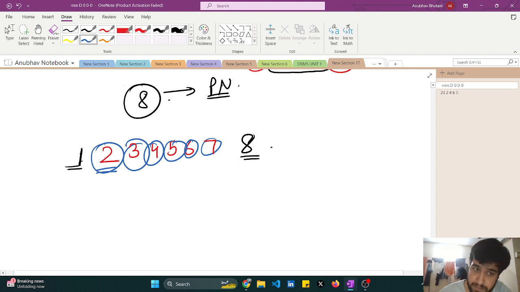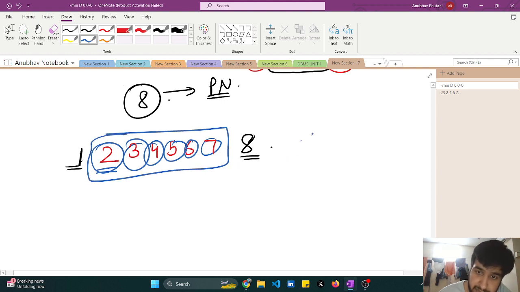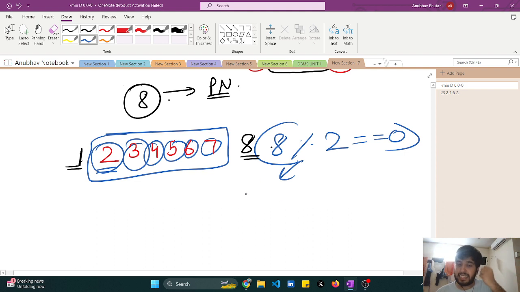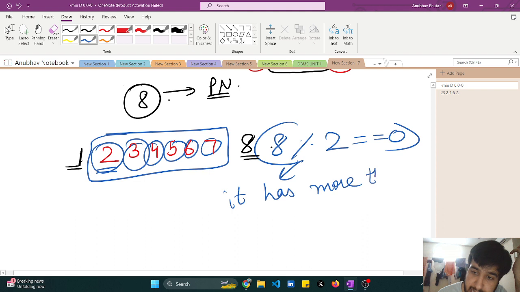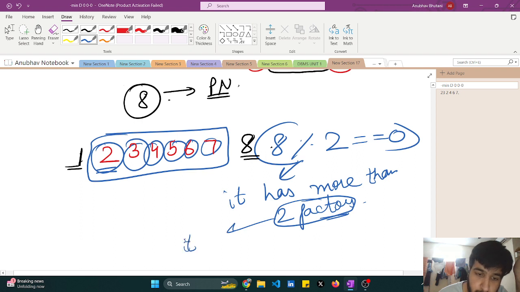If 8 is divisible by any of them, suppose 8 is divisible by 2 and gives a remainder 0, that simply means it has more than two factors. So it is a composite number. It is as simple as it looks.